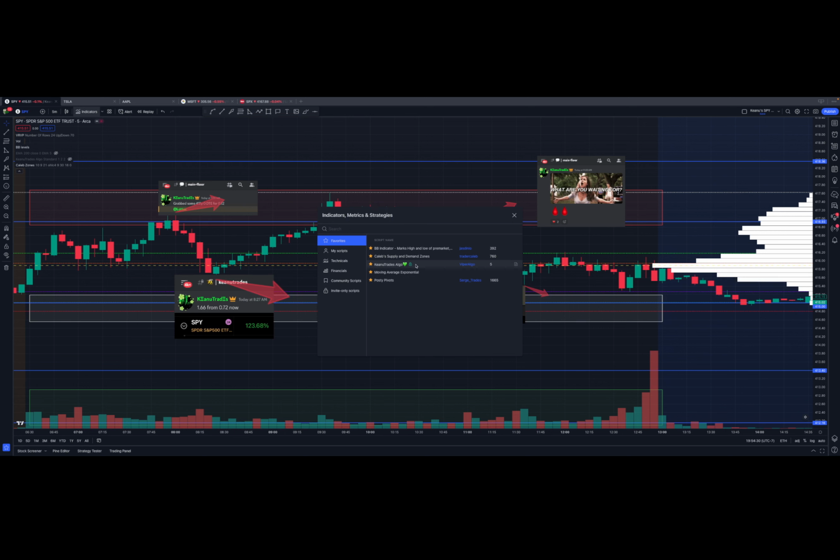My algo, which is locked and paid. I haven't really used the moving average, so posty pivots I haven't used either. This right here I need to put right here. VRVP.